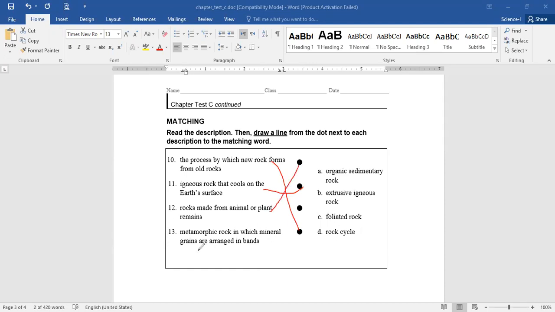And finally, metamorphic rock in which mineral grains are arranged in bands is foliated metamorphic rock. So that's a quick revision of the most important definitions for the four sections of chapter 4 about different types of rocks. Please, everyone, pack your textbook and study the parts that are not clear to you. If you find any difficulty, you can send it to me anytime.